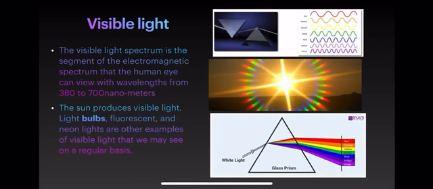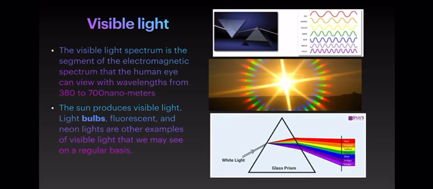Visible light. The visible light spectrum is the segment of the electromagnetic spectrum that the human eye can view, with wavelengths from 380 to 700 nanometers. The sun produces visible light. Light bulbs, fluorescent, and neon lights are other examples of visible light that we may see on a regular basis.